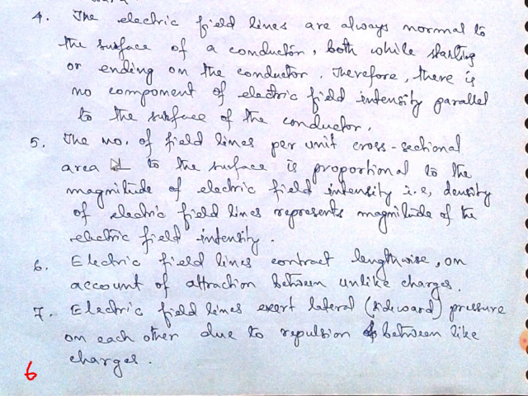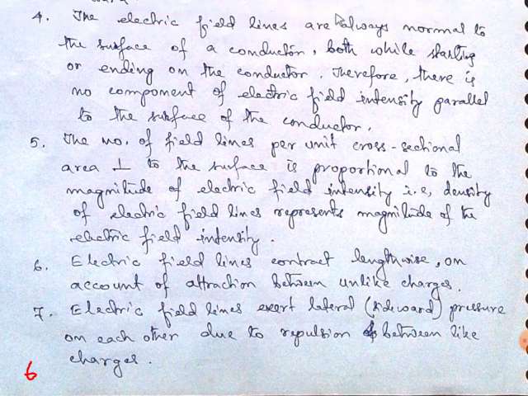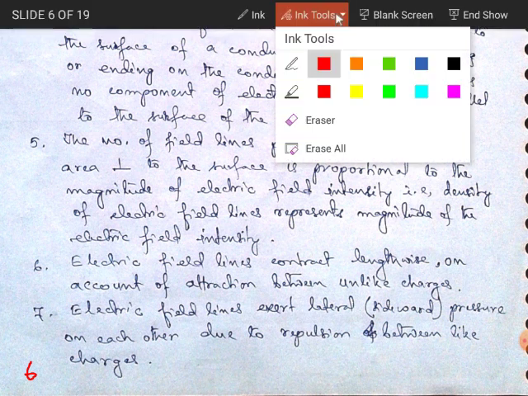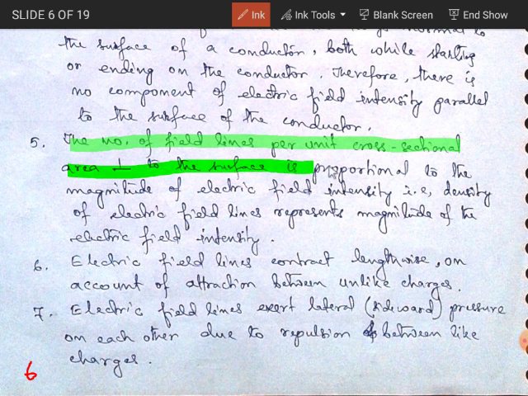Yes. Number 5. The number of field lines per unit cross-sectional area perpendicular to the surface is proportional to the magnitude of electric field intensity. This is very important, right? And this will be used when we want to find out whether an electric field is strong or weak. What is that? The number of field lines per unit cross-sectional area perpendicular to the surface is proportional to the magnitude of electric field intensity.